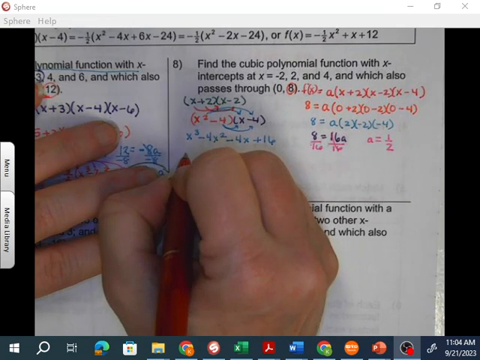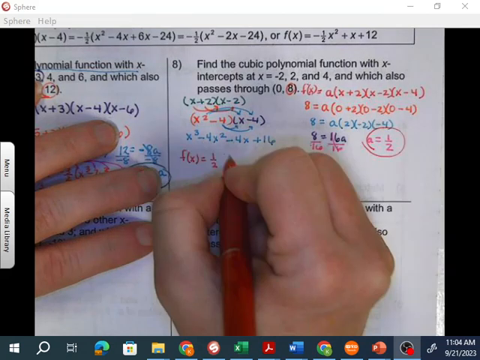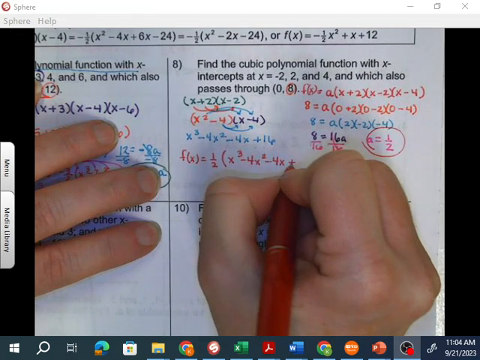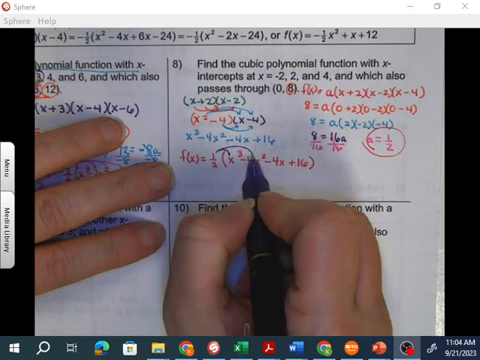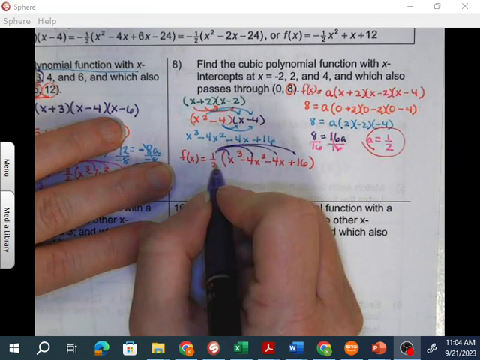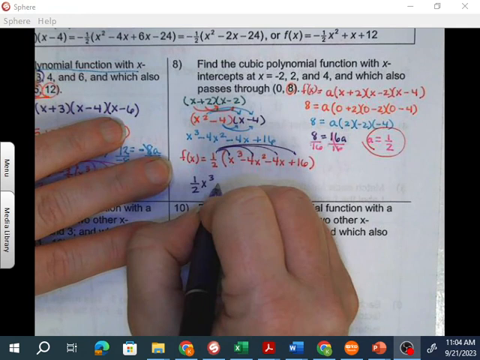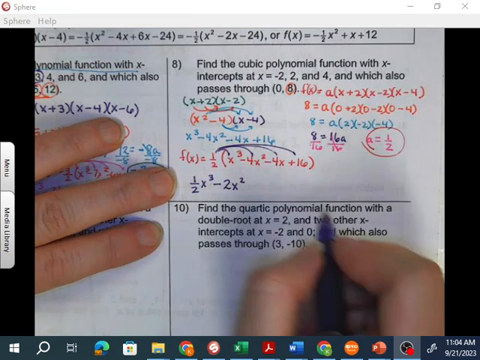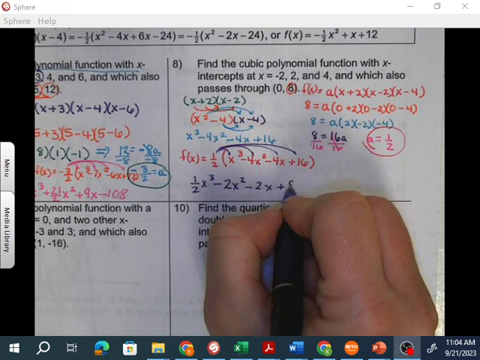All right, so if I write it as f of x equals 1/2, because that's my a value, this is my multiplied out polynomial. I have one more thing to do, and that's distribute the 1/2 through the polynomial. All right, 1/2 times x cubed is 1/2 x cubed. Half of negative 4 is negative 2. Half of negative 4 is negative 2. Half of 16 is 8.